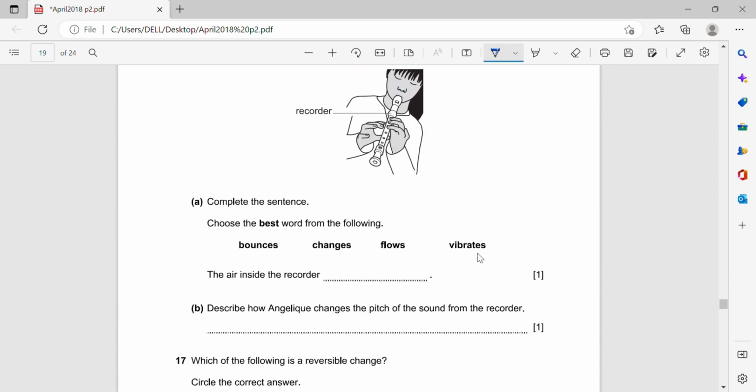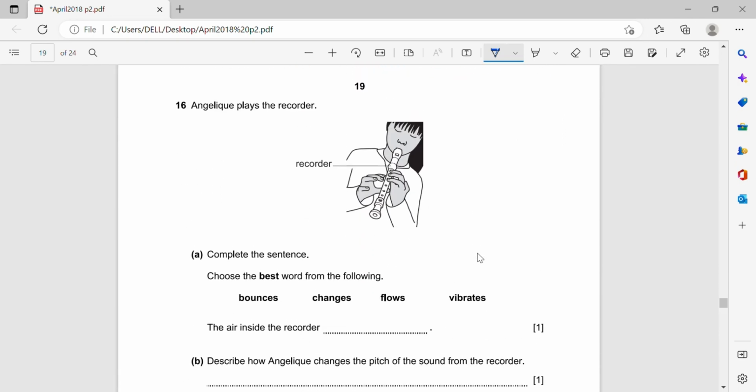Angelique plays the recorder. This is a recorder. Okay. Choose the best word from the following. The air inside the recorder. هنا عندي sound. يبقى الكيورد واحنا مغمضين sound ايه؟ Great. Vibrates.